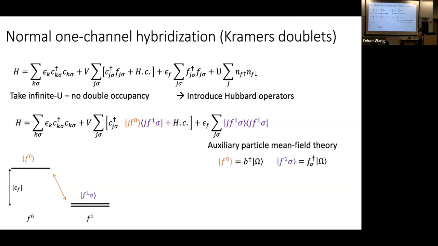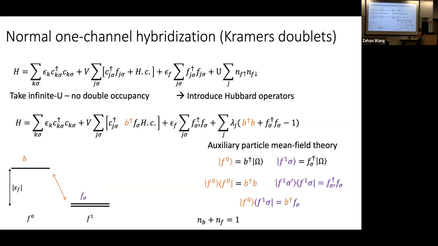Then we can represent these using an auxiliary particle mean field theory, where we use bosons to represent the excited state and fermions to represent the f1 state. And so once we do this, we can represent any kind of combination that shows up in our Hamiltonian using these slave particles. We also have to impose a constraint that we're in this physical subspace where we're either having this empty state or we're having one of these two singly occupied states. So the number of bosons plus the number of fermions must be 1.